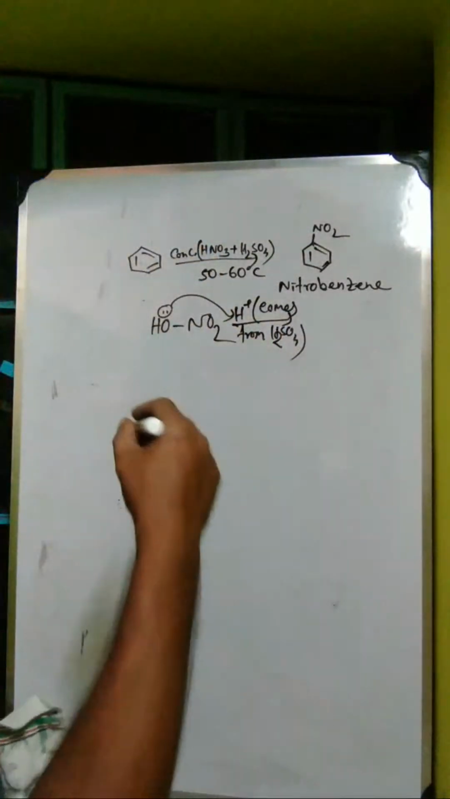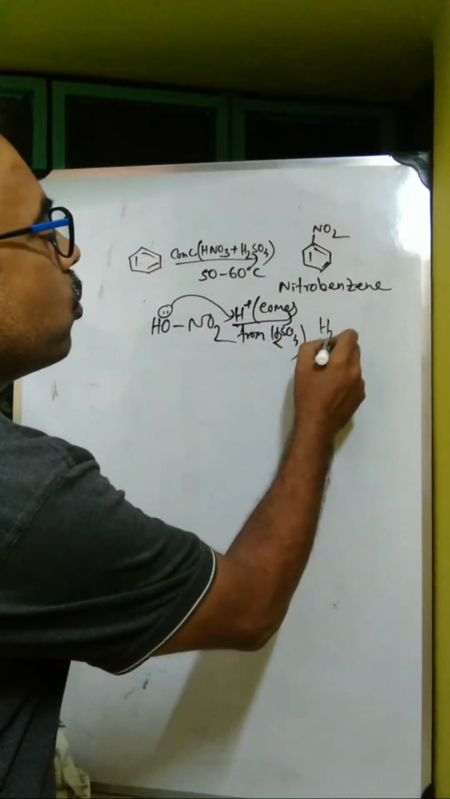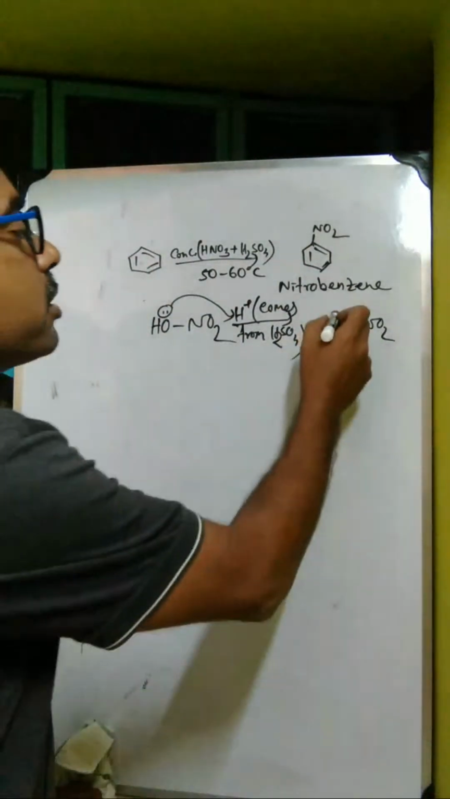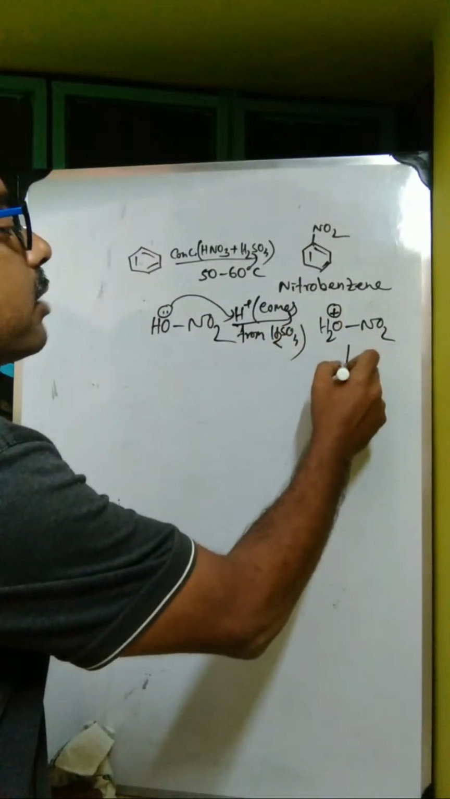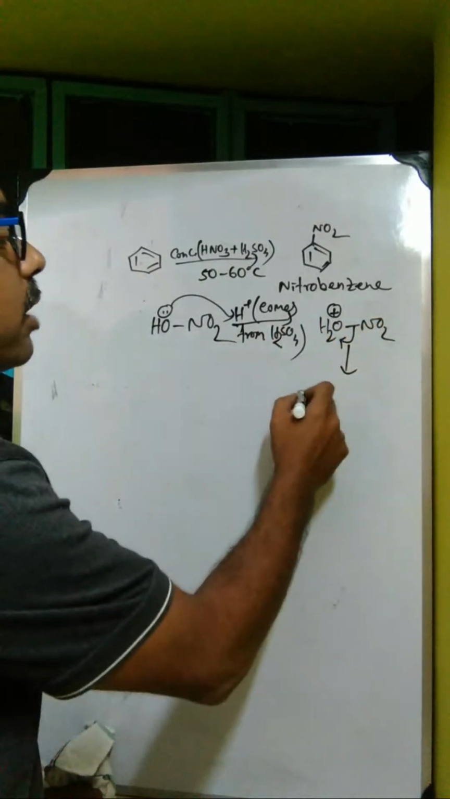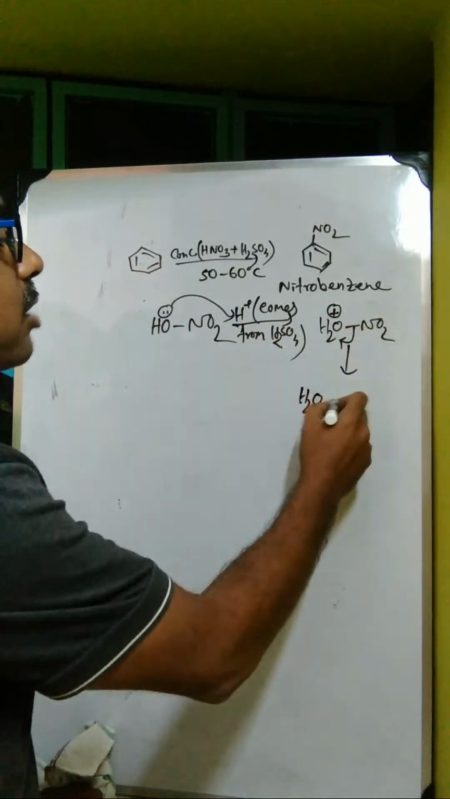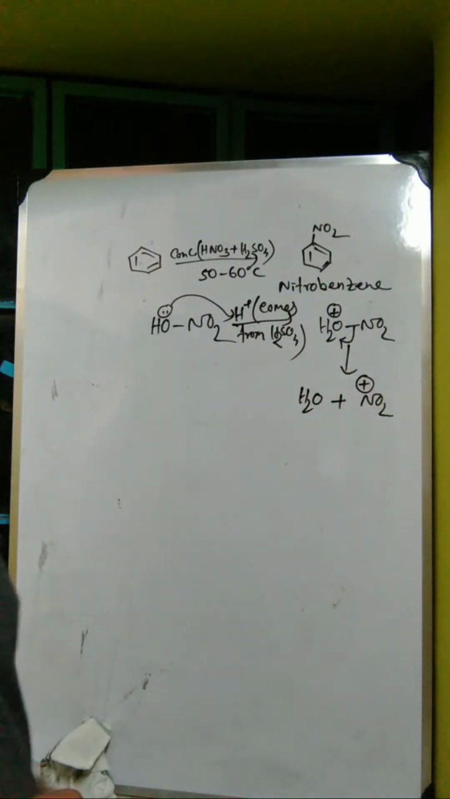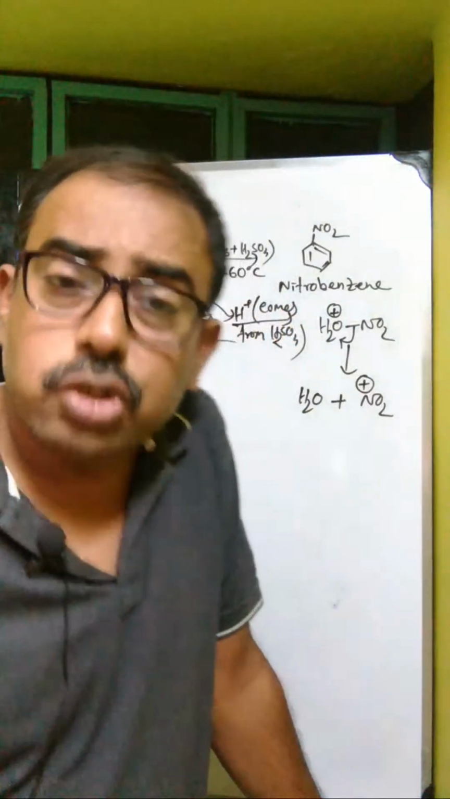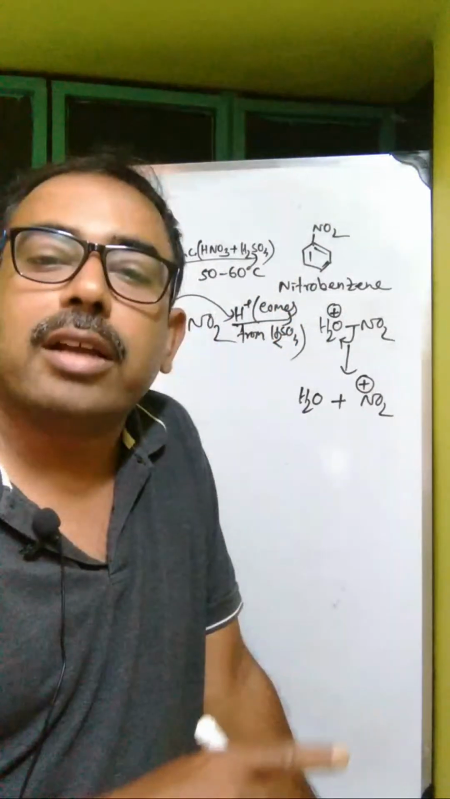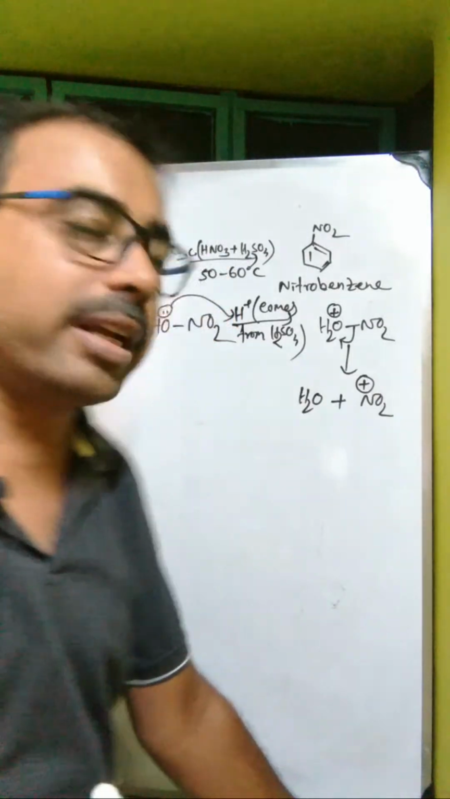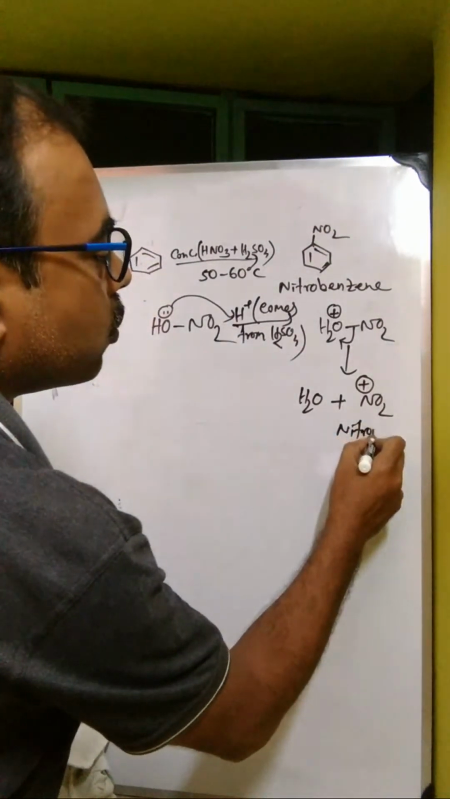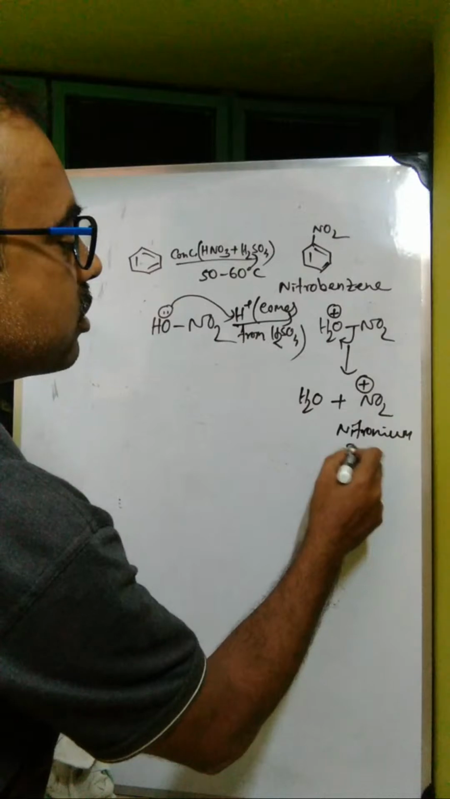Now when this coordinate bond is formed, it becomes H2O bonded to NO2. Since oxygen used up its lone pair of electrons, oxygen has a positive charge here. Next, this is released as a neutral H2O molecule. The bond breaks from this nitrogen atom, so NO2 plus is formed. NO2 plus is called the nitronium ion, which is the generated electrophile. Now that electrophile reacts with the benzene ring.